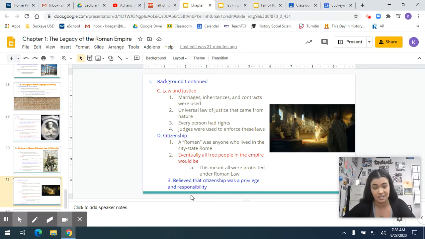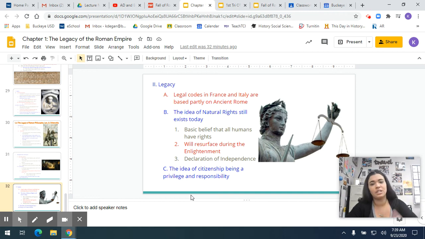Even today in the United States, being a citizen is a privilege. I live in a country where I have a lot of freedoms, and it's a responsibility. There are things that I have to do in order to be a good citizen, right? I pay my taxes, I vote, I do jury duty, and other little things that are your civic duty. Legal codes in France and Italy are based partly on ancient Rome, which is interesting.